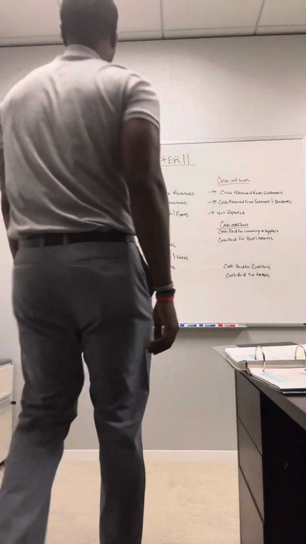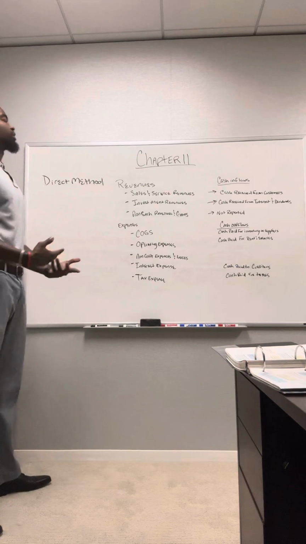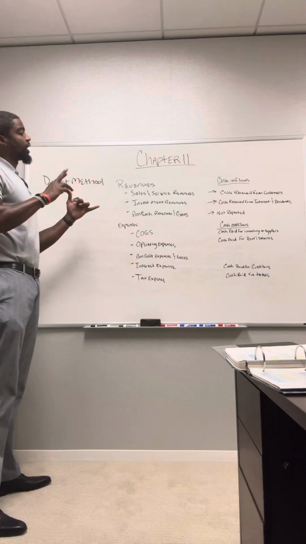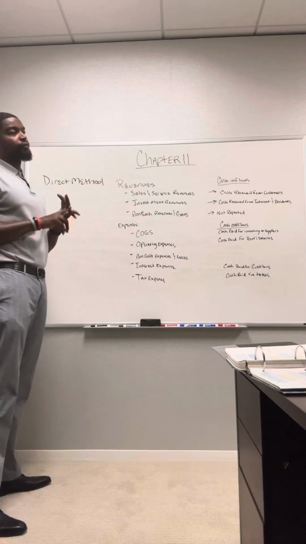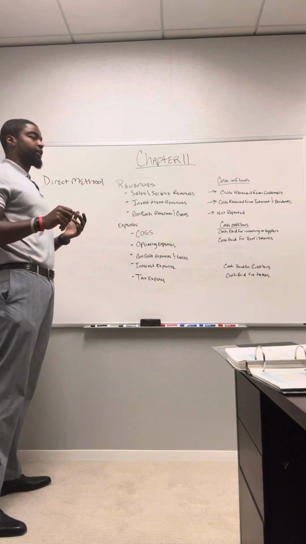Okay, guys, let's take a look at the direct method really quickly. So for the direct method, you always start with the income statement as it's presented. On the income statement, we know that we have sales and service revenues, investment revenues, and then non-cash revenues and gains.